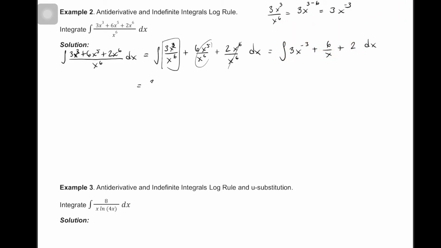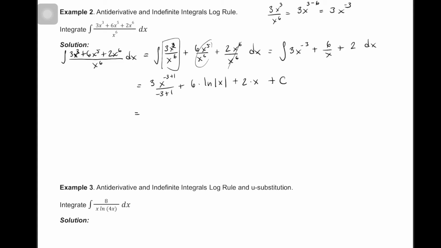So for the first one, we're going to do the power rule. So it'll be 3 times x to the negative 3 plus 1 over the new power, negative 3 plus 1, right? The next one, we have 6 over x, which will be just 6 times the natural log of x. And then plus 2 times x, right? Everything plus c. And so pretty much we have found the antiderivative. All we gotta do now is simplify this.